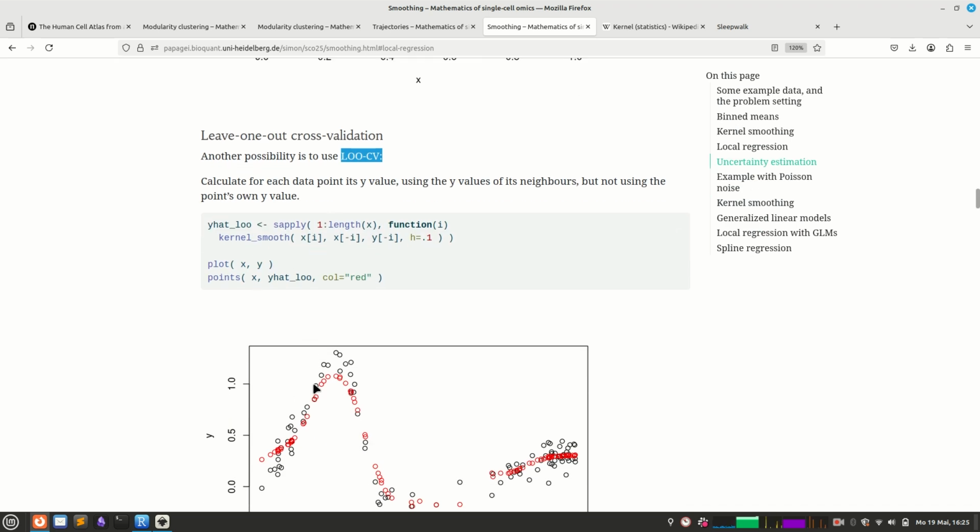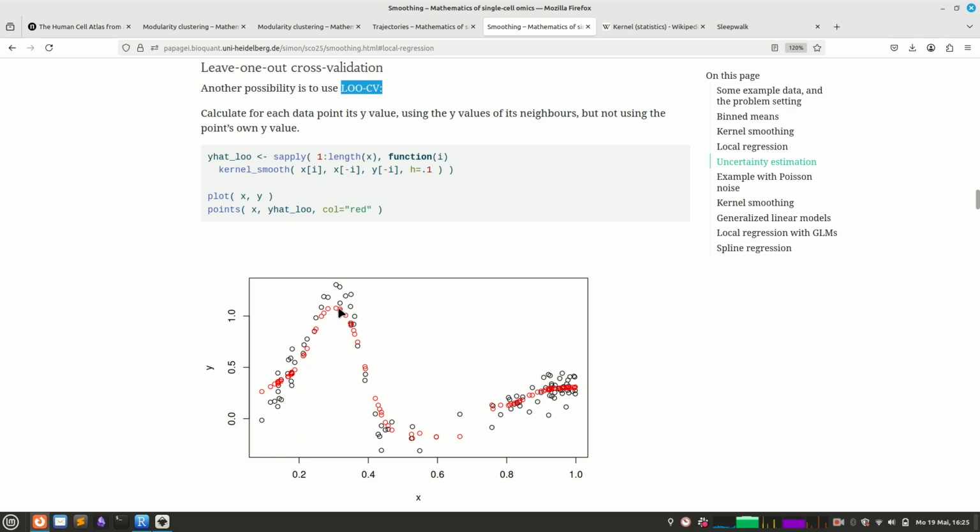For each data point, I put a red point at the x position of the data point and at the y position that the smoothing curve would have if we smoothed with all the data except for this data point. And this is a good way to tell us how much the smoothing depends on the individual data point and how much the individual data point influences the overall smoothing. And you get this red line here.